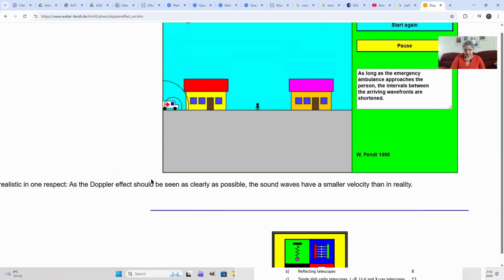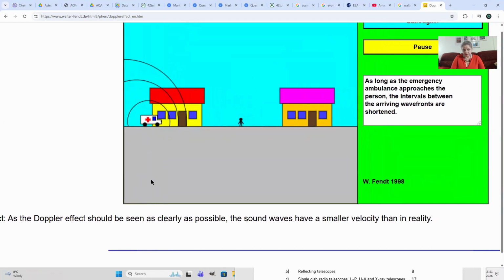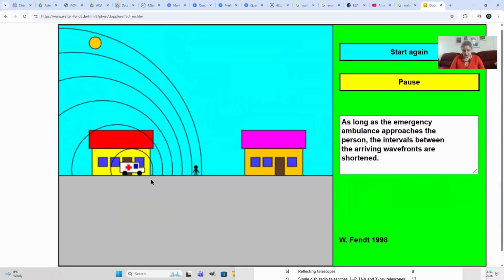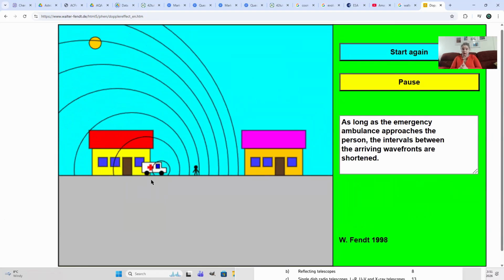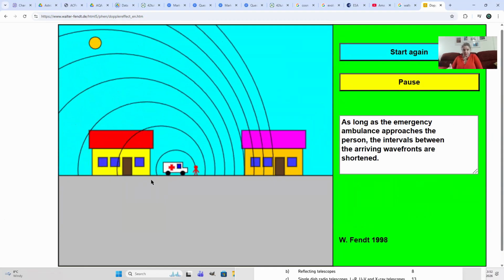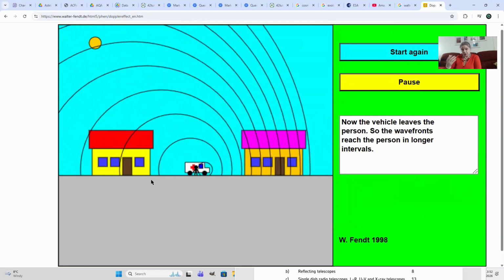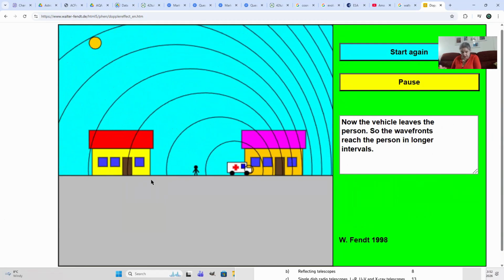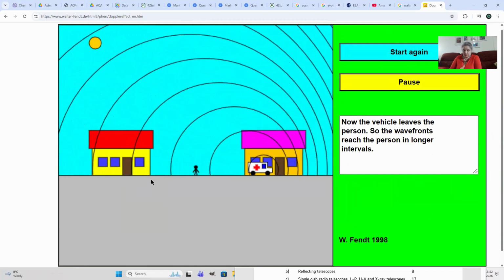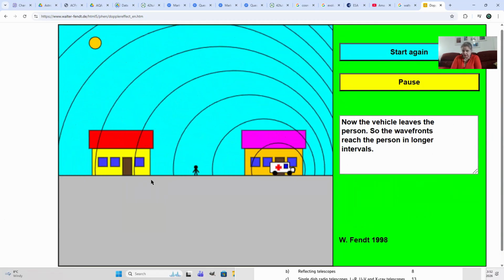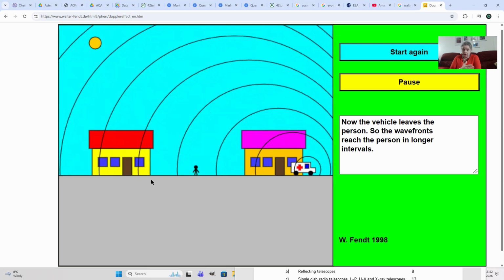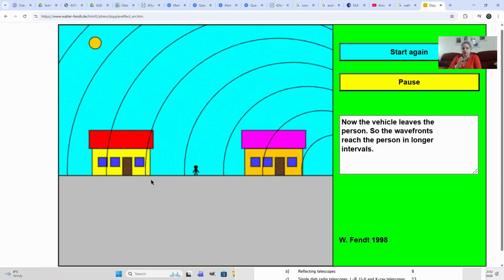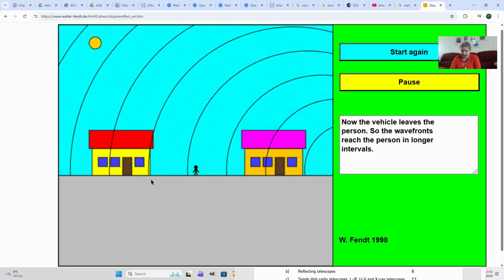And let's enlarge this. So you are the little guy that stood between the two houses. And as the ambulance is coming towards you, you can see that the waves arrive at a higher frequency. They're arriving more frequently. Okay, so that's a higher pitch or a higher frequency. And as the ambulance now is moving away, the ambulance is still producing waves at the same rate, but because the source is moving, what you hear in the case of an ambulance is a lower frequency because the waves have been stretched in effect. So this is the Doppler effect.